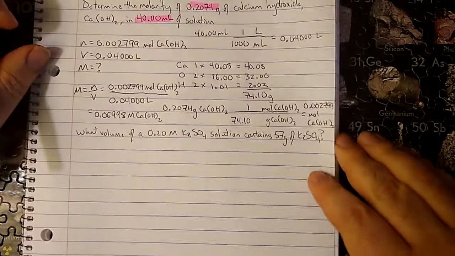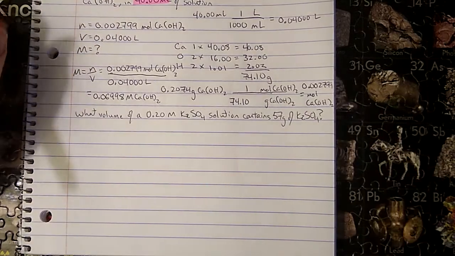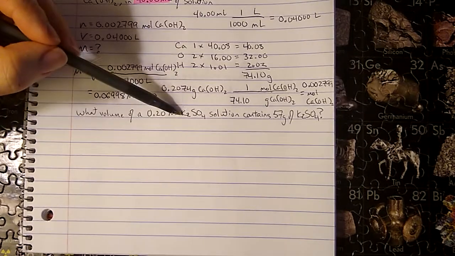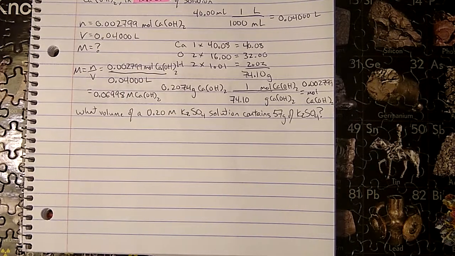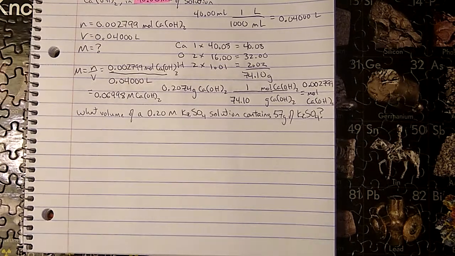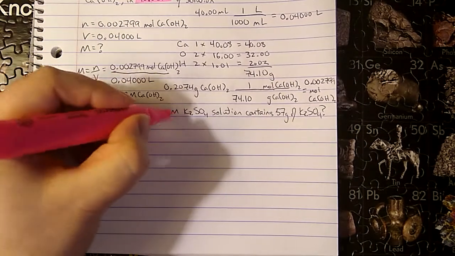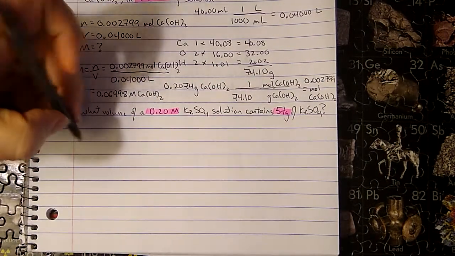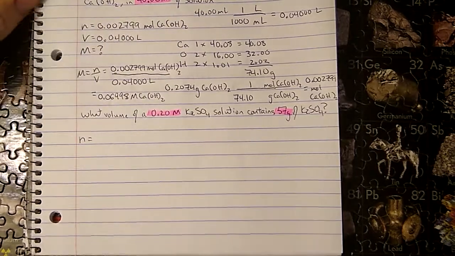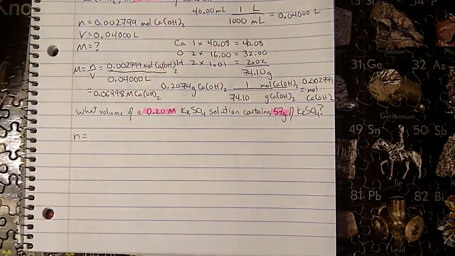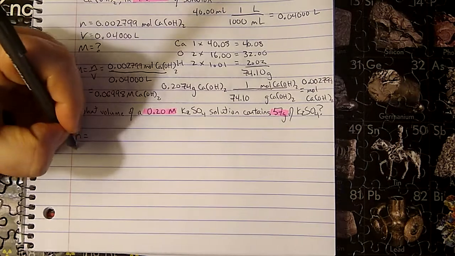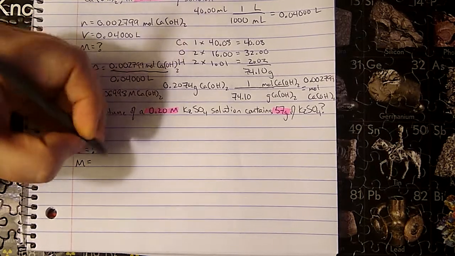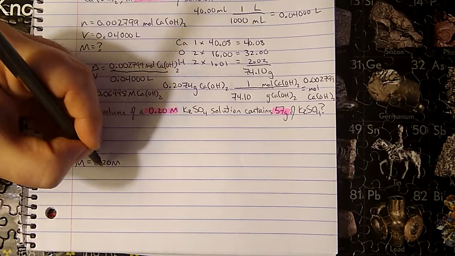Let's do one last example here. What volume of a 0.2 molar potassium sulfate solution contains 57 grams of potassium sulfate? As always, start off by identifying what you know and what you're looking for. We don't know the number of moles. This is grams. We're going to have to convert. We are looking for the volume. So that's my unknown. And I am given the concentration here, 0.20.